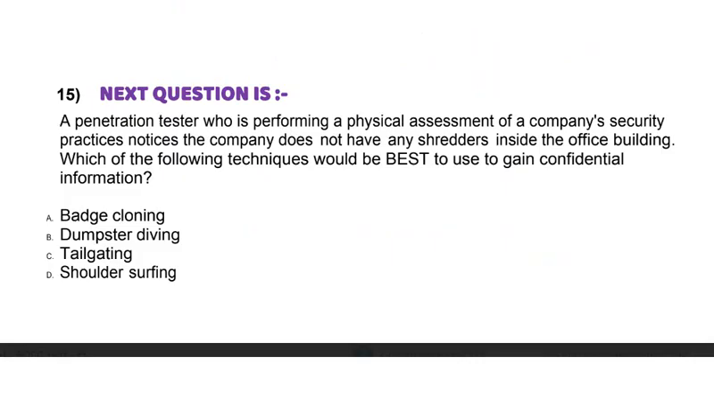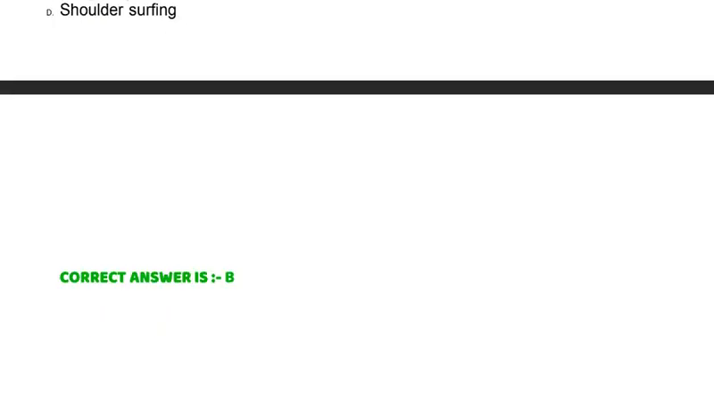Our question is a penetration tester who is performing a physical assessment of a company's security practices notices the company does not have any shredders inside the office building. Which of the following techniques would be best to use to gain confidential information? Option A, badge cloning. Option B, dumpster diving. Option C, tailgating. Option D, shoulder surfing. Correct answer is option B.